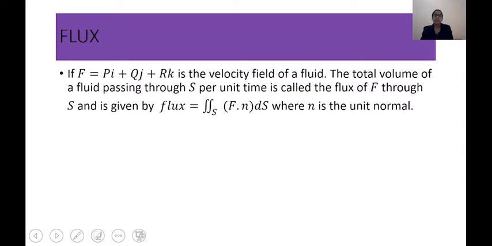Now, if F equals Pi plus Qj plus Rk is a velocity field of a fluid, then the total volume of a fluid passing through the surface S per unit time is called the flux of F through S. So flux is actually the volume of fluid passing through the surface per unit time, and it is given by flux equals the double integral over S of F dot n dS, where n is the unit normal corresponding to the particular surface. So this is how the definition of flux goes.